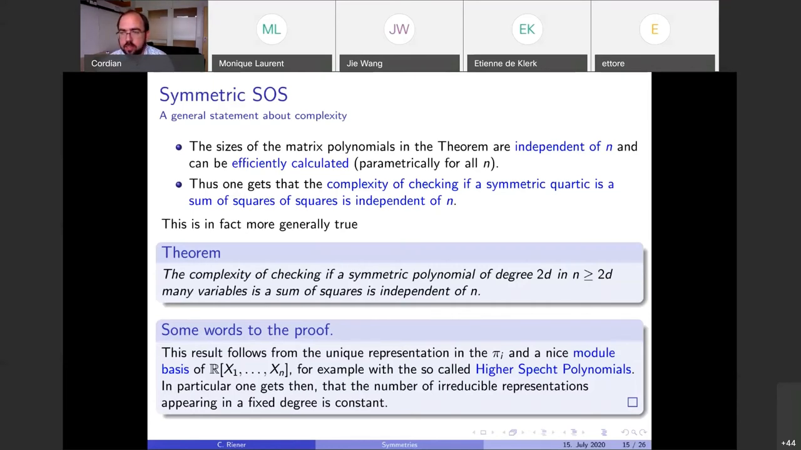And another question that I get here is related to them. The normal Specht polynomials are different from the higher Specht polynomials, but the higher Specht polynomials are a bigger family.